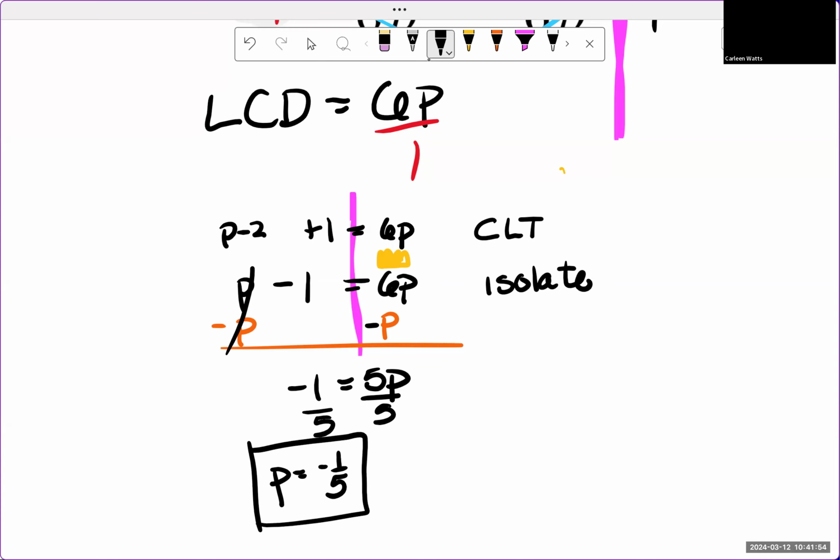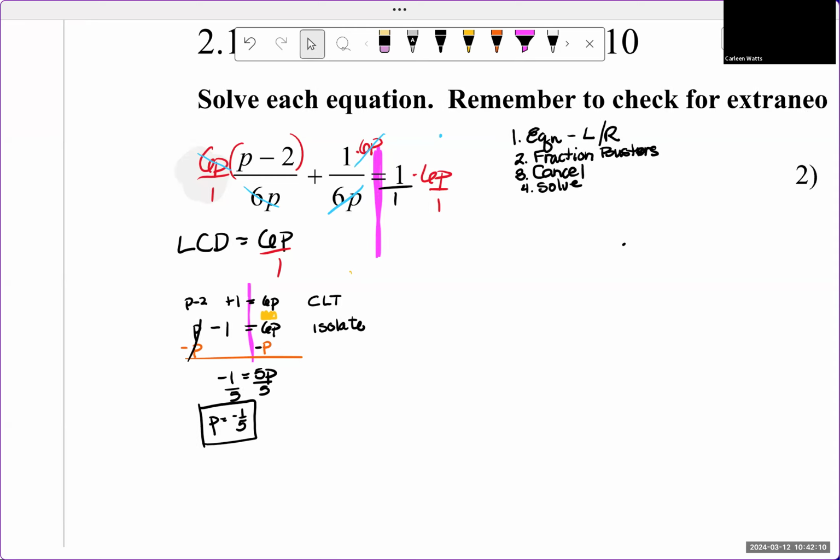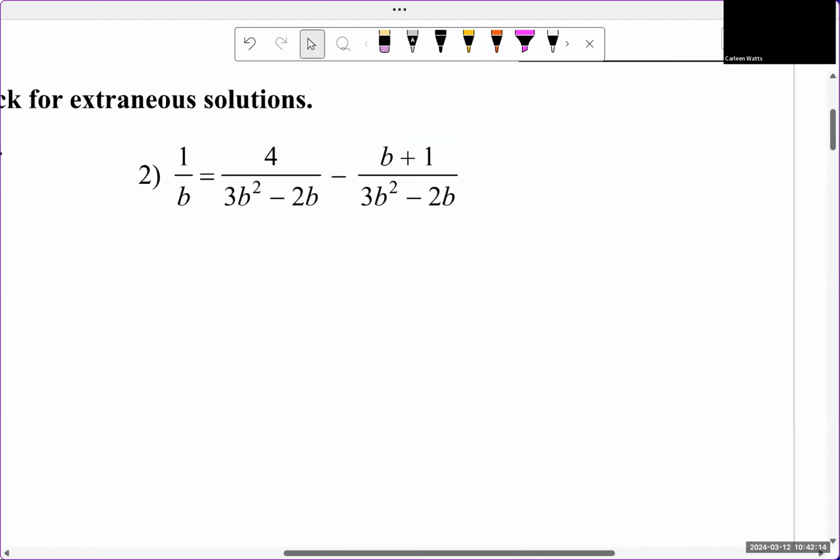Yeah, not too bad. Notice the thinking and the categorizing we're doing. Okay, so is this an equation or an expression? It's an equation. What we're going to do is same to the left as we do to the right. Fraction busters, cancel, and solve. Let's do it again. Oh, more complicated.